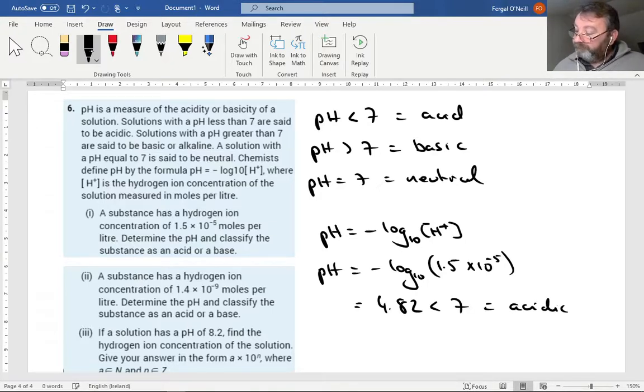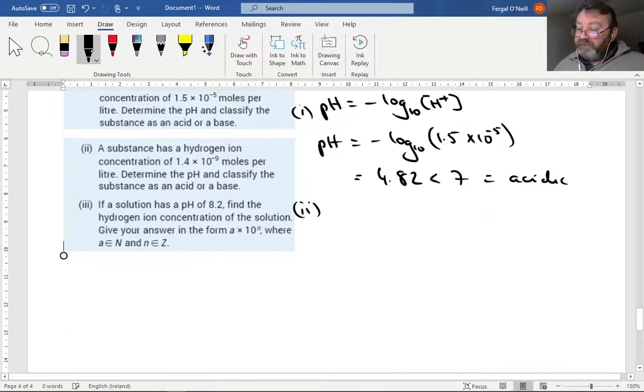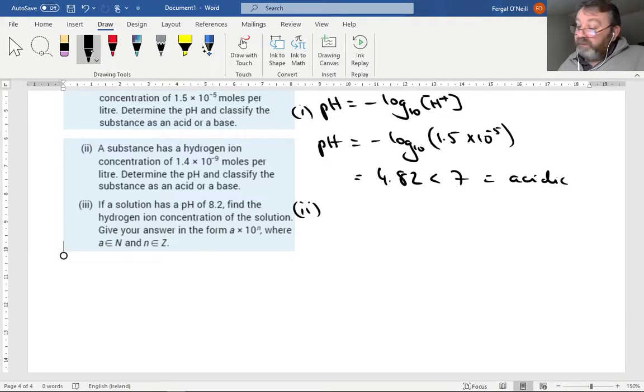That's part 1. Okay. Part 2. What's it asking? A substance has a hydrogen ion concentration of 1.4 by 10 to the 9 moles per litre. So it's asking you to do the same thing again.